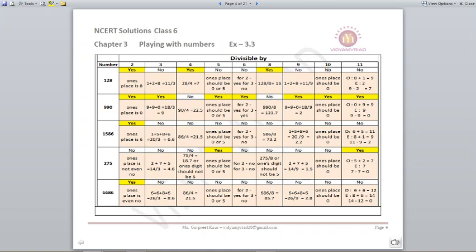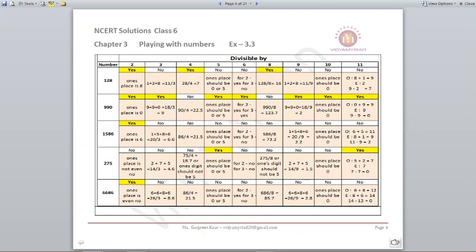Then in case of 5, the number should be either 0 or 5 at its unit place, which is not there. In case of 6, it should be divisible by 2 and 3. But 2 is yes, 3 is no. So for 6 also it will be no. In case of 8, we have to see the last 3 digits to be divided by 8. So it is already 128, divide by 8, it is 16, it is divisible.